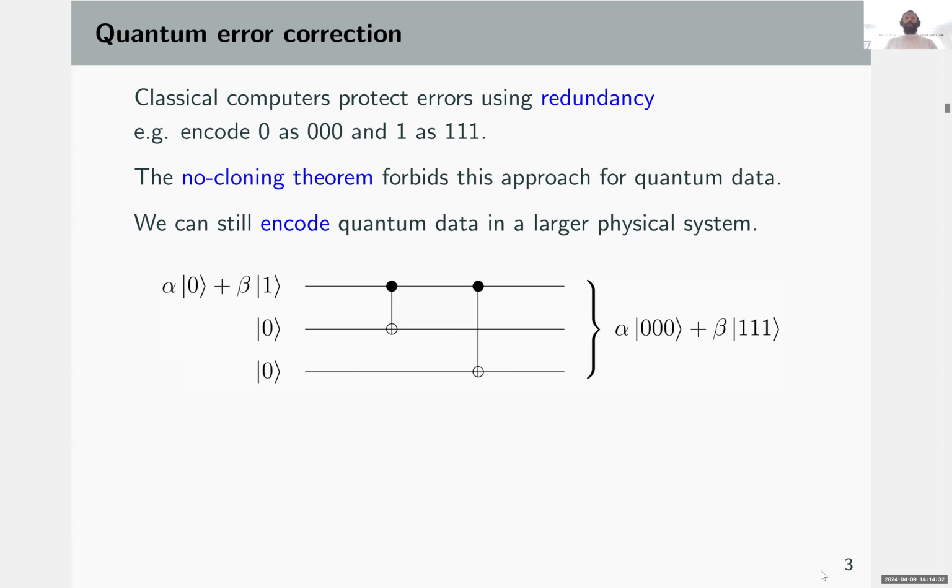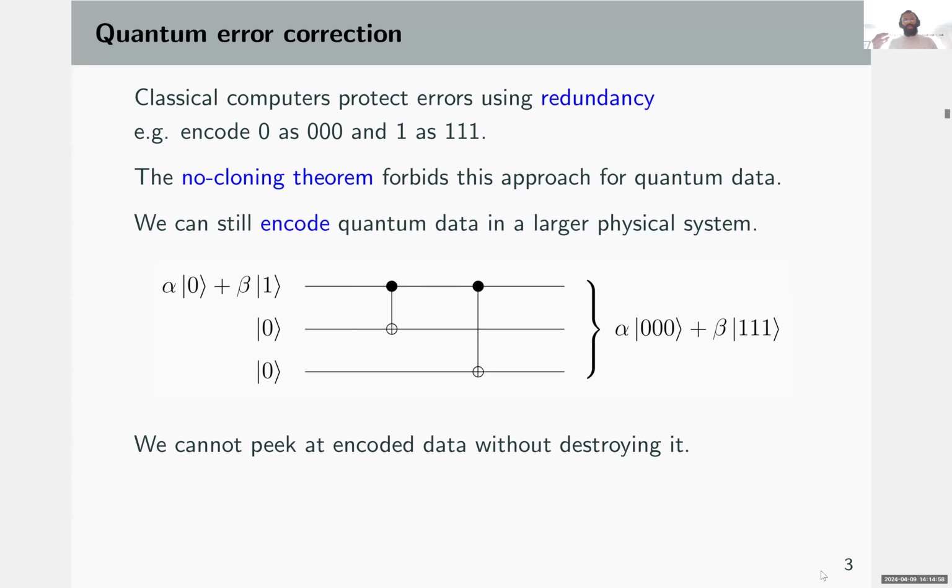Notice that this is not making 3 copies of our original state, alpha 0 plus beta 1. This is because if we did actually take 3 tensor products of that, which is the same thing as making 3 copies of it, we would get all these cross terms. What we're doing is copying in the fixed standard basis. But we can still work with this in terms of encoding data for error correction.